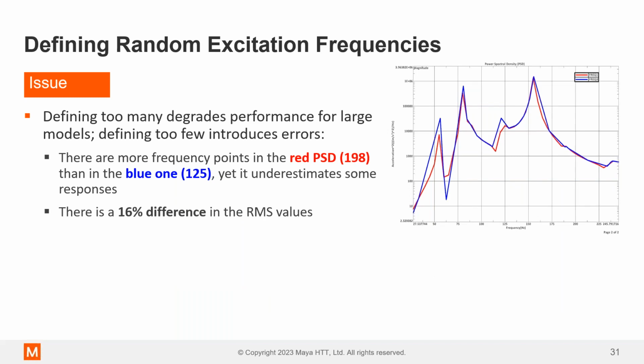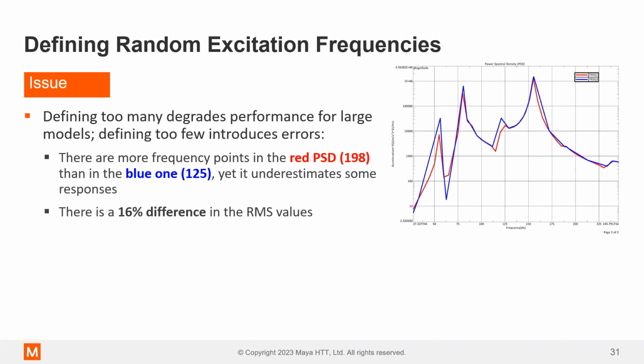Another thing that we like to point out, going back to accuracy, is you don't have to choose the random excitation frequencies. If you're familiar with Nastran or many other random solvers, you actually have to tell it where you want to calculate those, and you have to pick those frequencies. If you put too many frequencies in, it's going to cause the analysis to run a lot slower. If you have too few frequencies, you can run into errors.